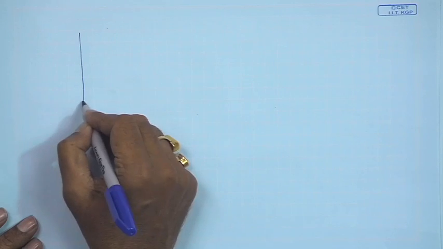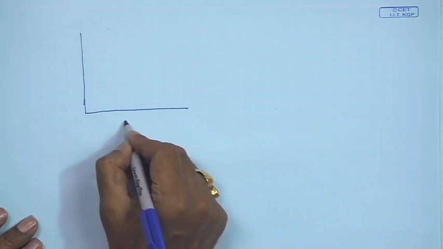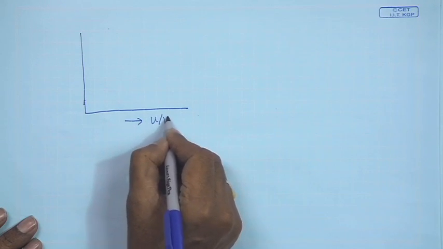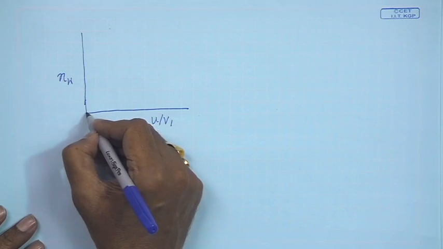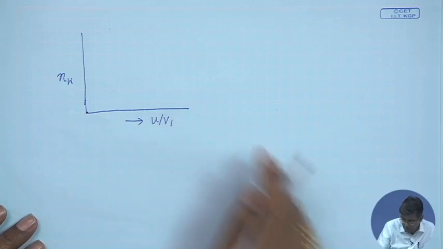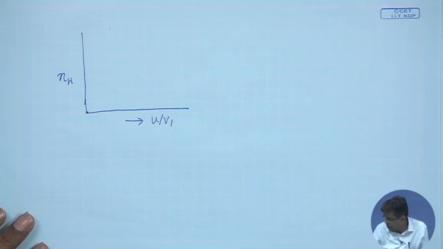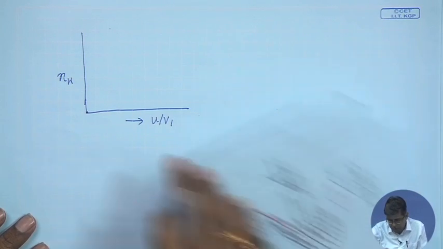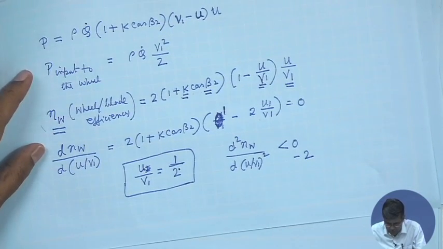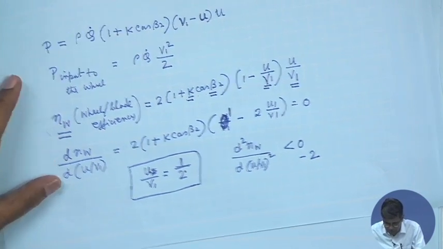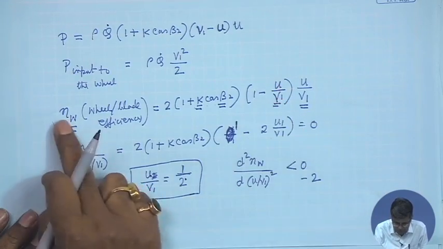So, therefore, this can be shown in graphical form like this: this is u by V1 and this is the efficiency of the wheel, eta w. It is 0 when u by V1 is 0, because u by V1 being 0 means u is 0, there is no movement of this wheel. Again, when u by V1 is 1, then also eta w is 0.